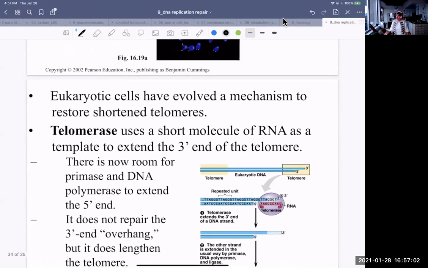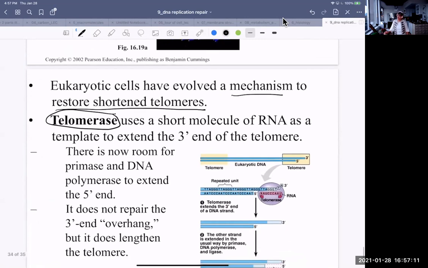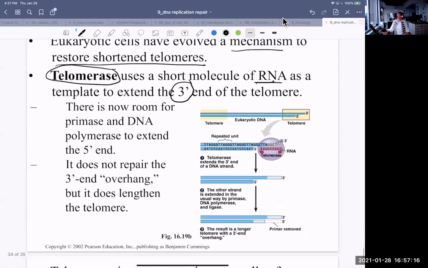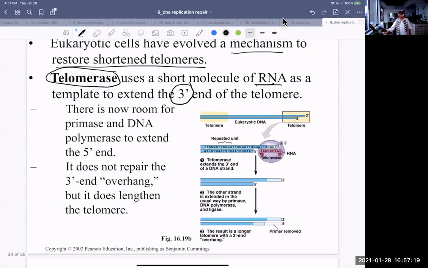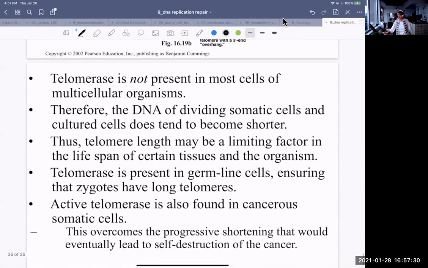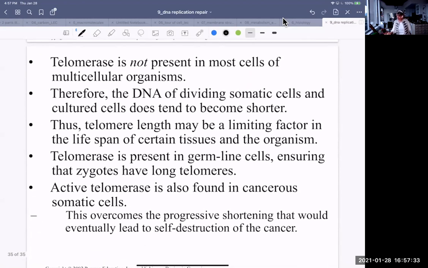But there is even a mechanism to restore shortened telomeres by a fantastic enzyme called telomerase. It uses a short molecule of RNA as a template, and it extends the 3' end of the telomere. So that's fortunate. It doesn't repair the 3' end overhang, but it does lengthen the telomere. So there is some repair probable, but it's not present in most cells of multicellular organisms. So the dividing somatic cells do become shorter.